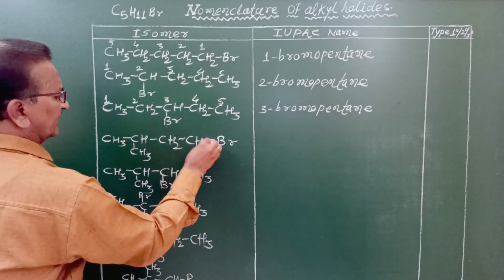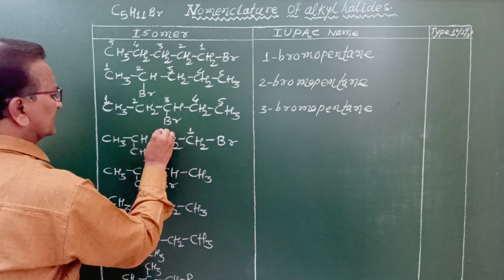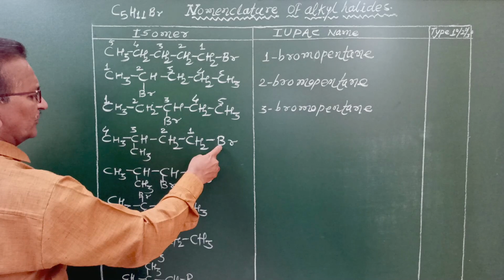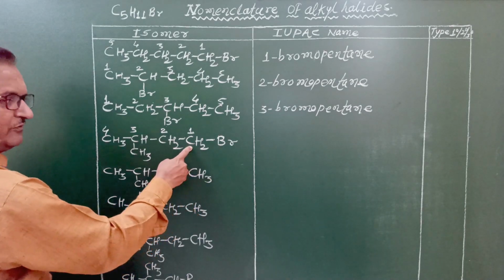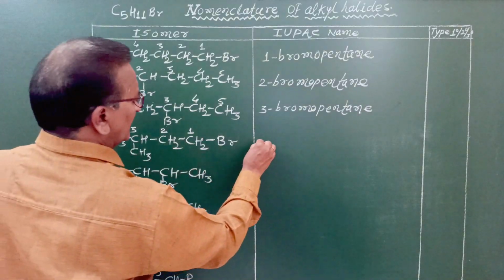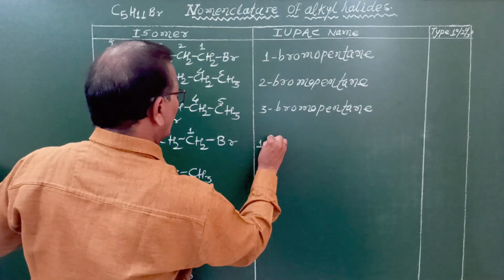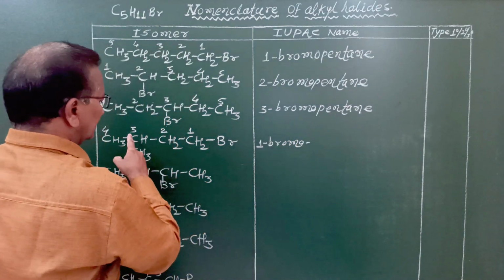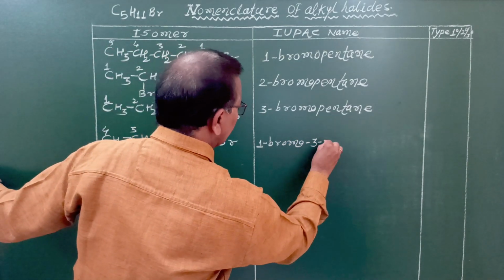Now let us see this example. The carbon atom bonded to bromine is numbered 1, this is 2nd, this is 3rd and this is 4th. What about the position of the bromine atom? The bromine atom is bonded to carbon number 1, and the methyl group is bonded to carbon number 3. Therefore 1, followed by a hyphen, 1-bromo. Again we have to put a hyphen, 3-methyl.